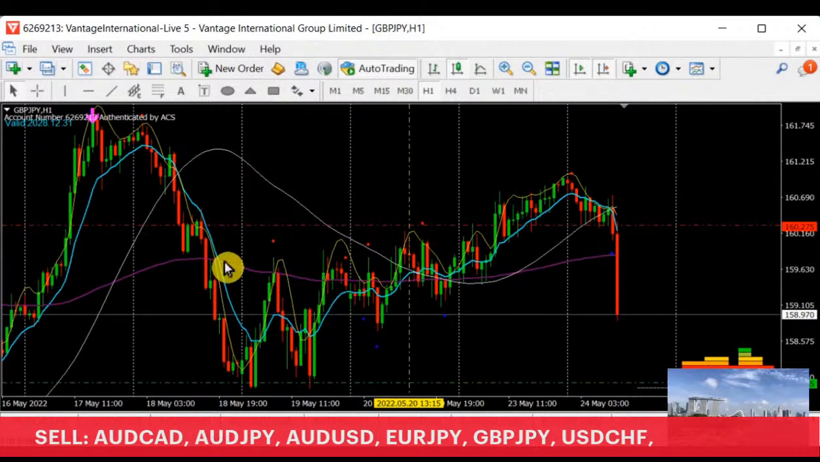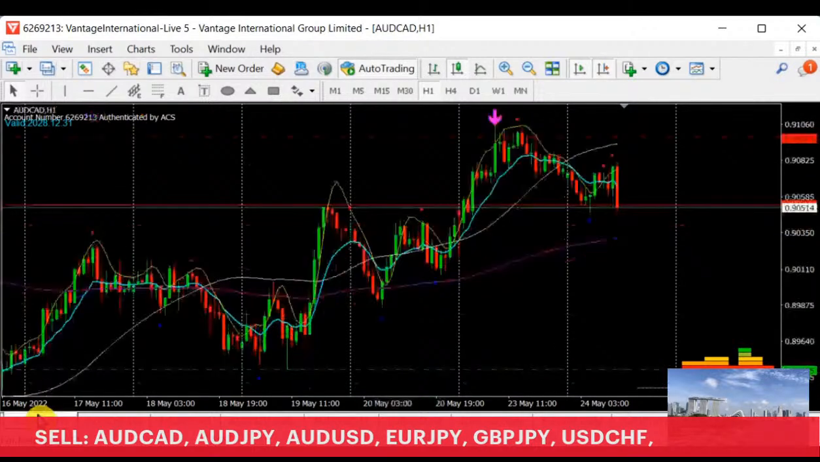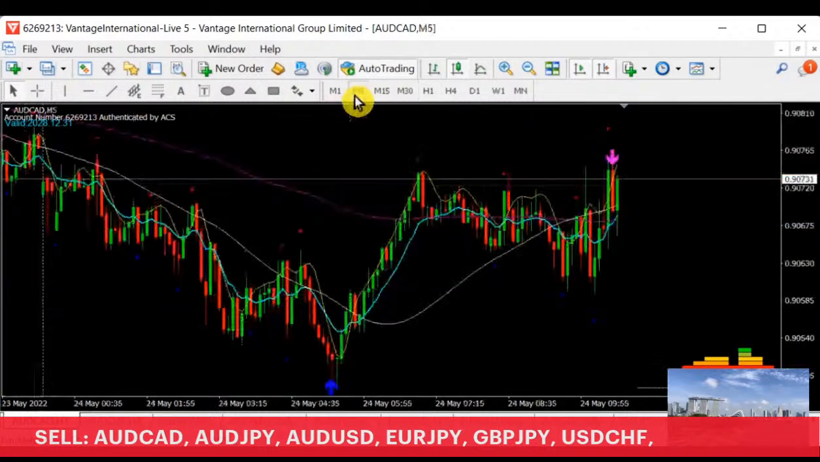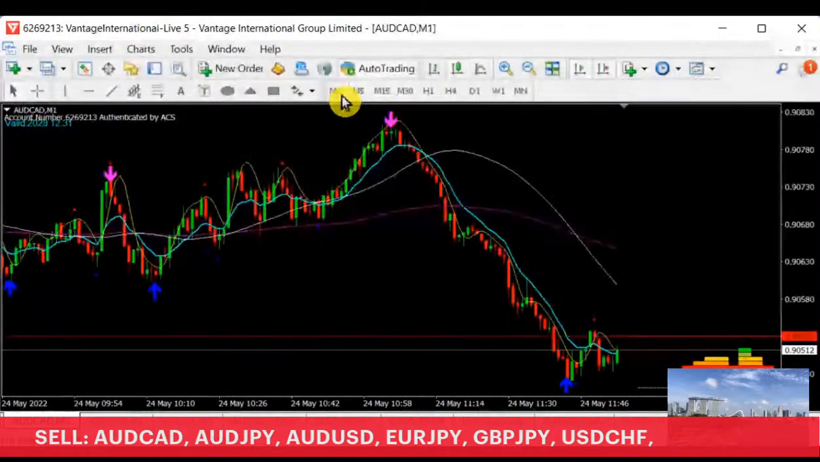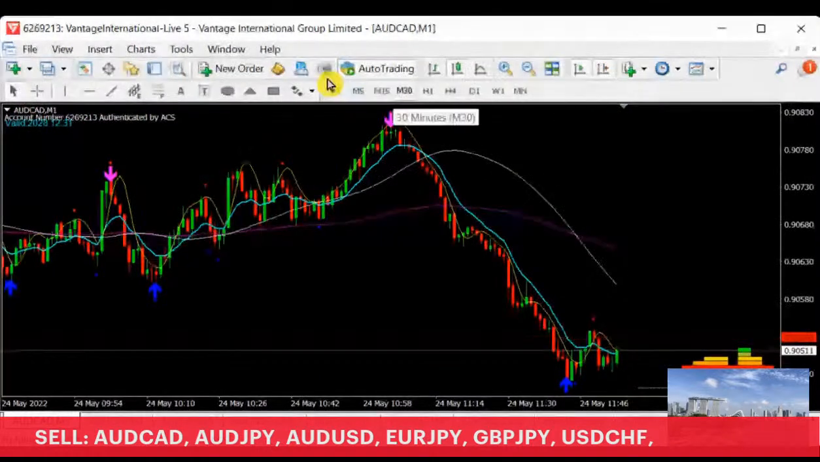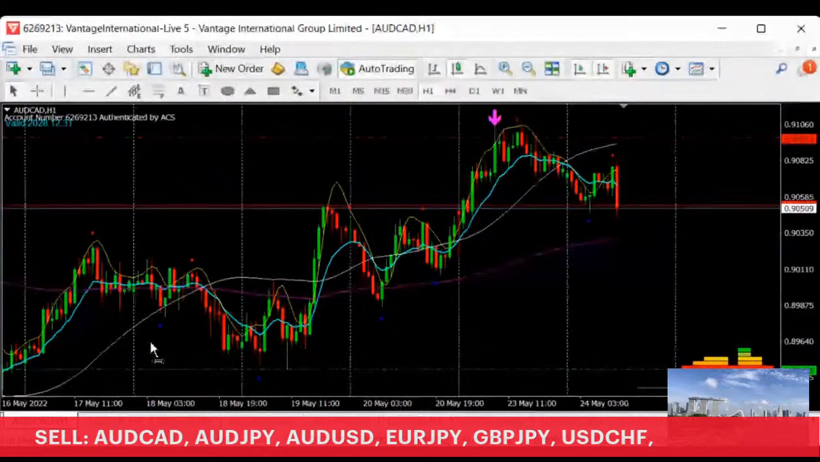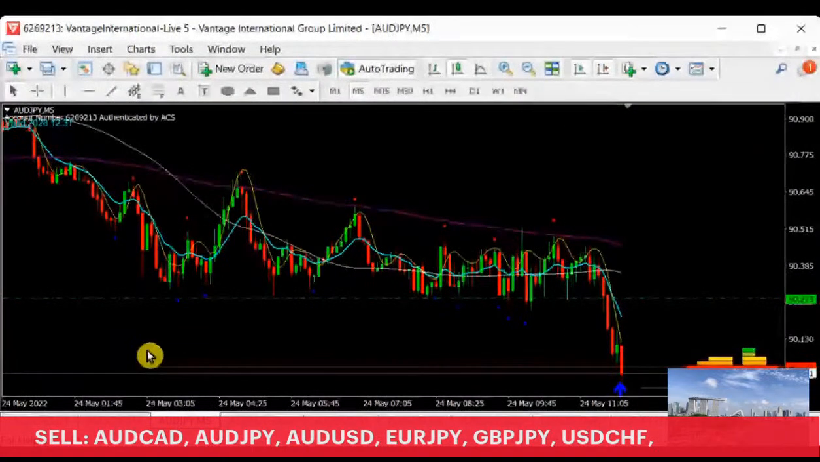Let me see. What about Aussie Cat? Is there any change? Aussie Cat, we have about 30 pips. Also a good one, Aussie Cat. So Aussie Yen. Finally it breaks.